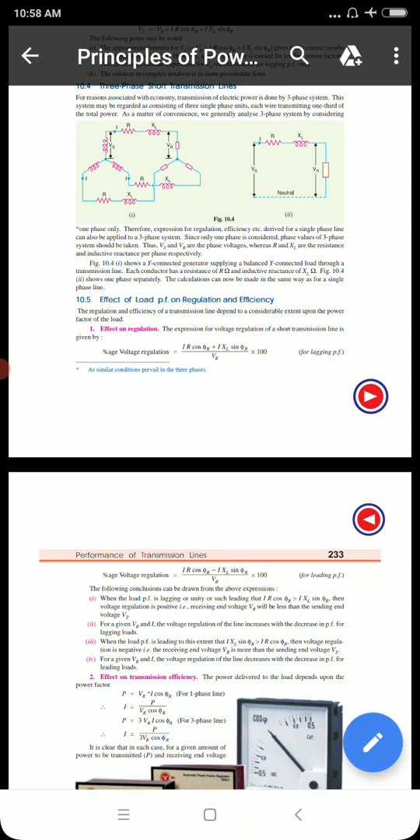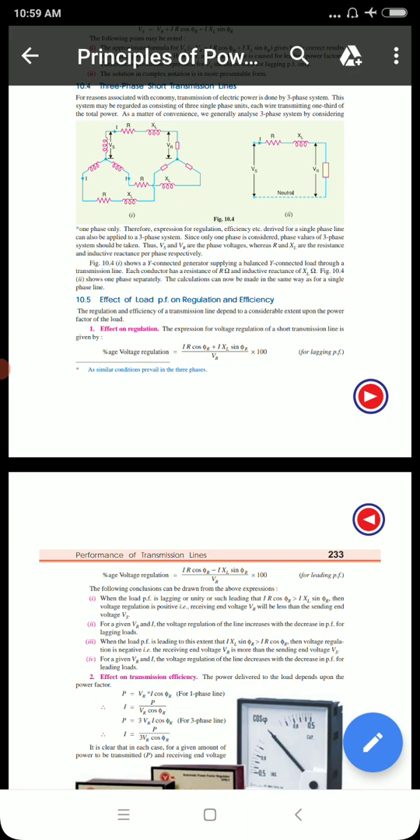So continue with the performance of the transmission line. We are in the short transmission lines now. In the previous classes we have seen how a short transmission line is analyzed with the three phase and single phase, and we have seen some problems also. Now we will see what is the effect of load power factor on regulation and efficiency.